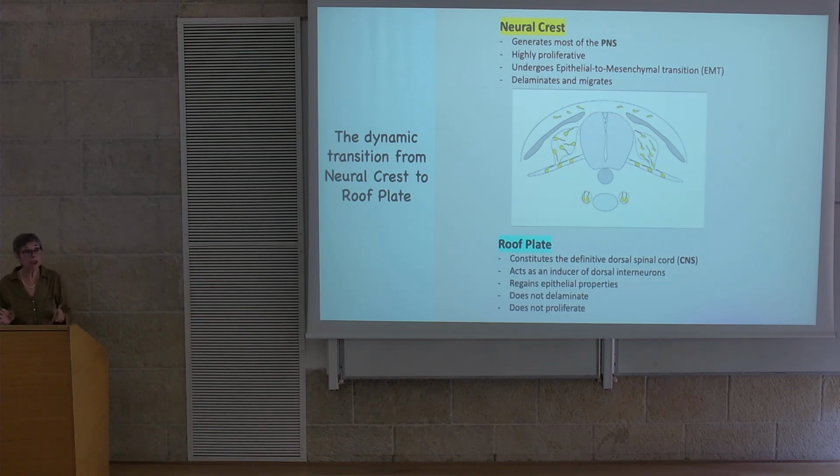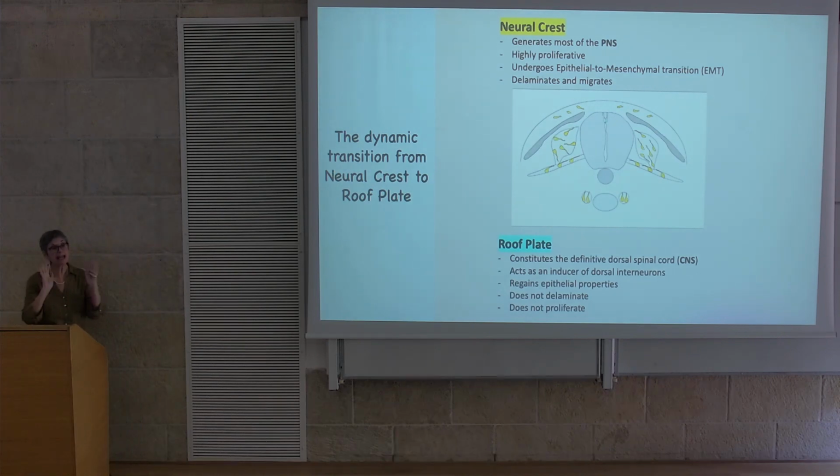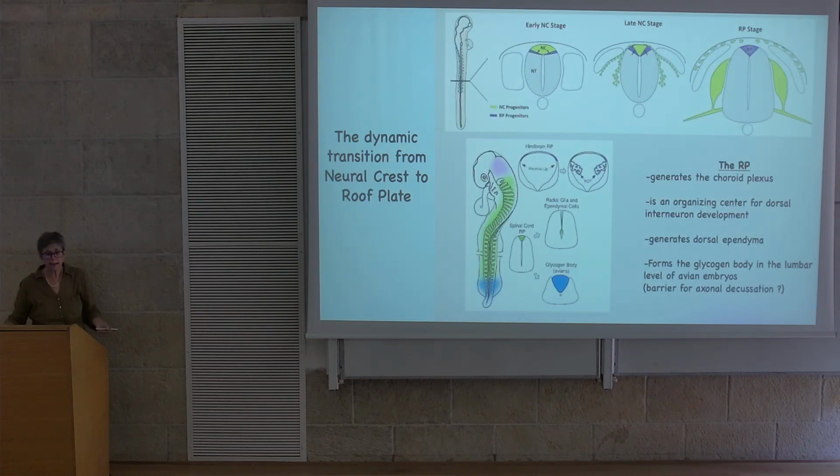So basically, we know that the roof plate originates ventral to the cohort of pre-migratory cells, and once these cells emigrate from the tube, roof plate progenitors undergo this ventral to dorsal relocation, and they end up in the dorsal midline of the neural primordium. So when this happens, what are the biological correlates?